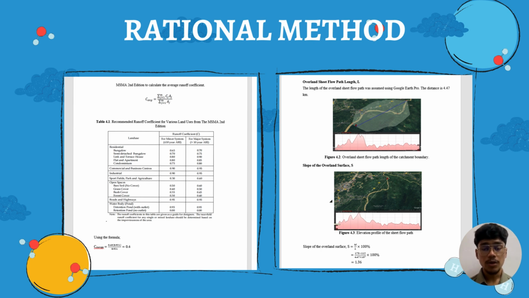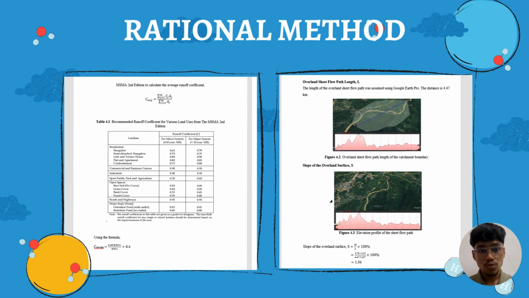Assalamualaikum warahmatullahi wabarakatuh. My name is Muhammad Salim bin Sobri with my card metric number DF230149. Now I will present to you about the rational method and the Manning method. Firstly, for the rational method, we have to find the runoff coefficient by referring to information from the table of various land uses from MASMA 2nd edition 2012. By using the formula, we receive our value for C average is 0.40.